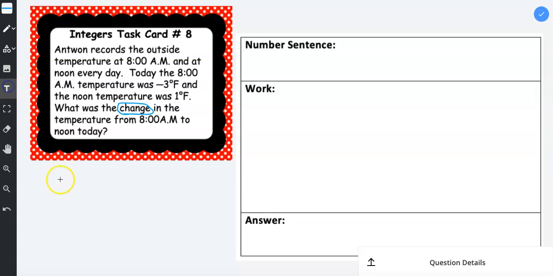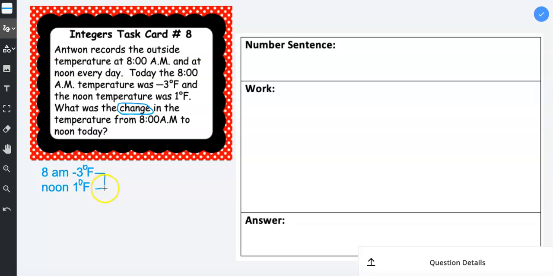Let me go ahead and record these two temperatures. So at 8 a.m. the temperature was -3 degrees Fahrenheit. And then at noon the temperature was 1 degree Fahrenheit. And I'll grab the scribble tool so that I can draw this degree symbol. And they're asking you for the change between those two temperatures.